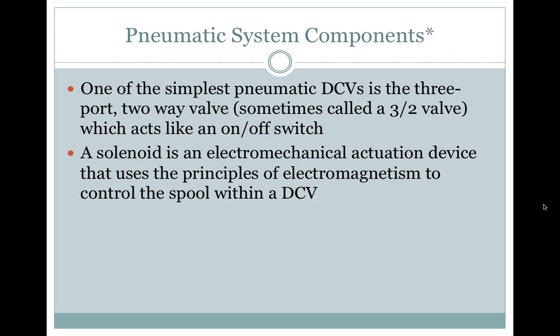One of the simplest pneumatic DCVs is the 3-port two-way valve, sometimes called a 3-2 valve, which acts like an on-off switch. A solenoid is an electromechanical actuation device that uses the principles of electromagnetism to control the spool within a DCV. This ends part 1.